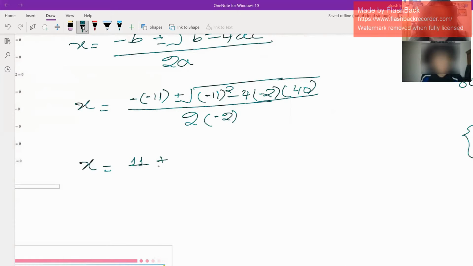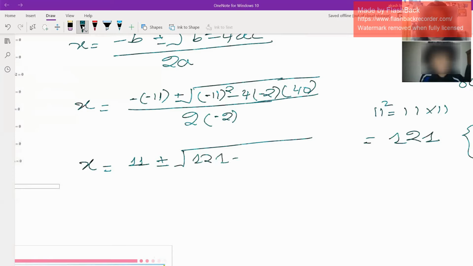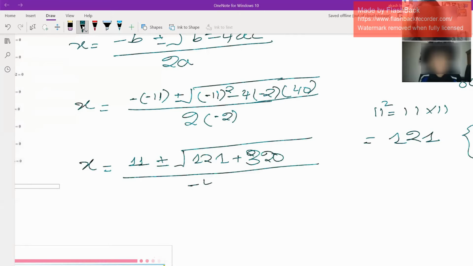Plus minus B, which is 11 square. 11 square means 11 times 11, right? Can you do the multiplication and tell me the answer? It's 121. Good. What about minus minus plus? 4 times 2 is 8. 8 times 40 is? 320. Yes, 320 over minus 4.